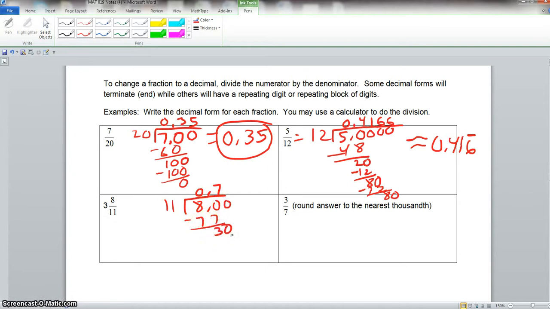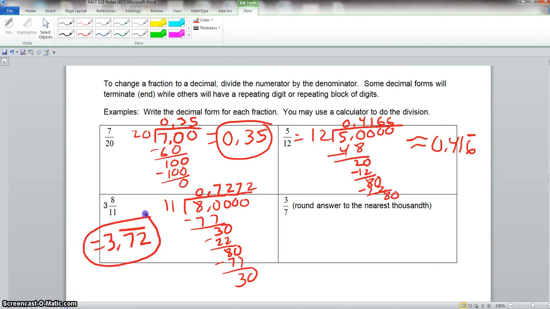Add a 0 here. 11 goes into 30, let's see, 2 times. 30 minus 22 is 8. Add a 0 here, bring it down. 11 goes into 80 7 times. Now if you notice, we're repeating what we just had. So this will be 2. Your repeater is 7 2, then 7 2, and it'll be 7 2 again. So your answer here, remember I told you, this whole number goes in front. So it'll be 3.72, and you put a repeating decimal bar over the 72. And this would be your final answer.